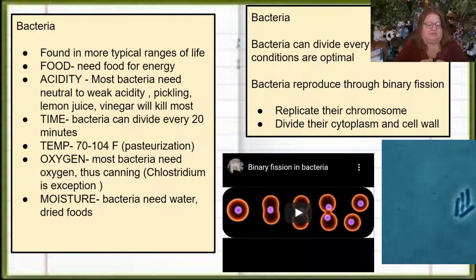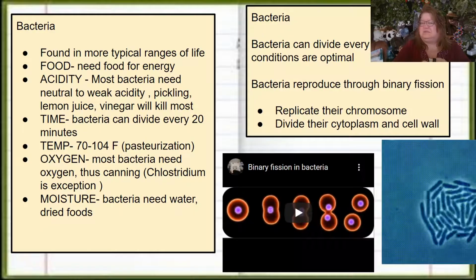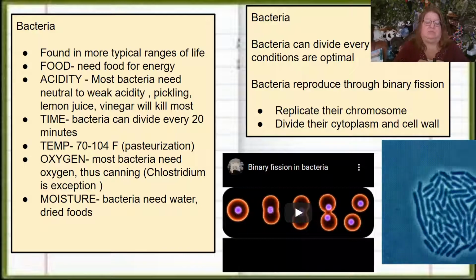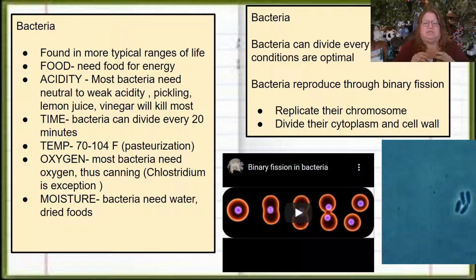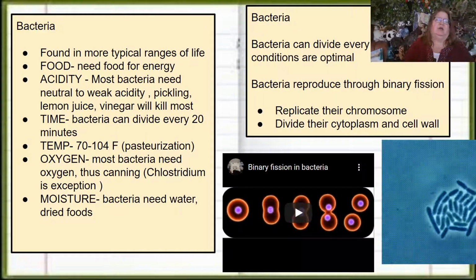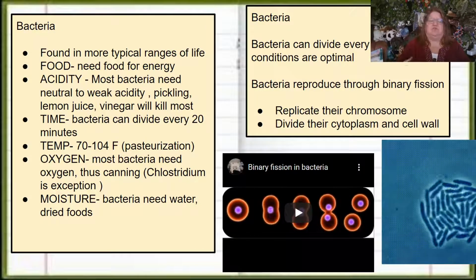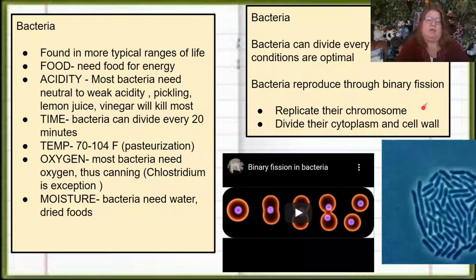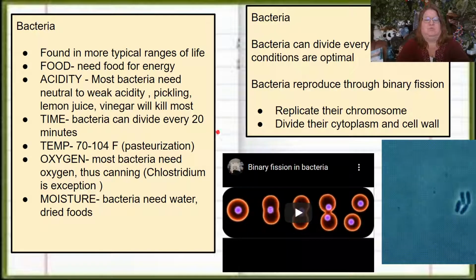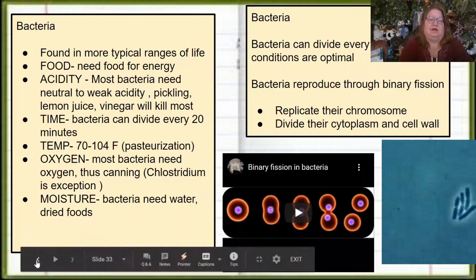Time is something that we use also in terms of food safety, because bacteria, with optimal conditions, can divide every 20 to 30 minutes. And that does not take long for you to have a pretty healthy bacterial population. These bacteria live in pretty standard temperature requirements, so they die past like 140 degrees, and that would be pasteurization. So most bacteria are going to live in pretty standard 70 to 104 degree Fahrenheit, typical weather that we have in spring and summer in your house, right?